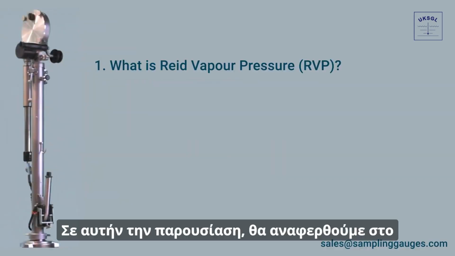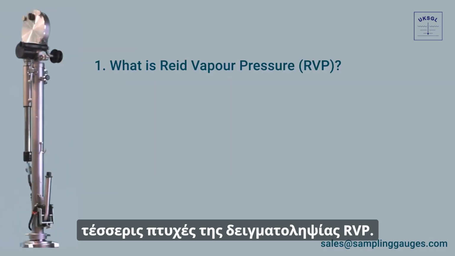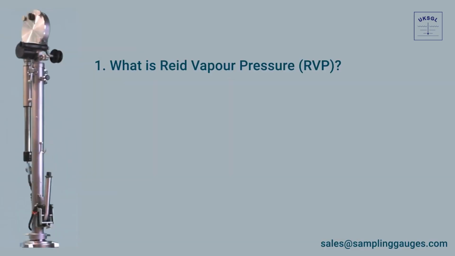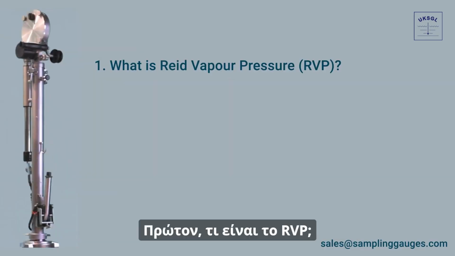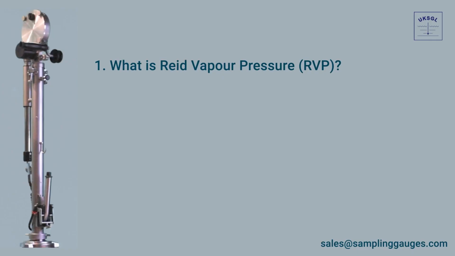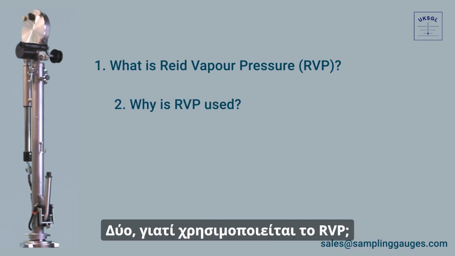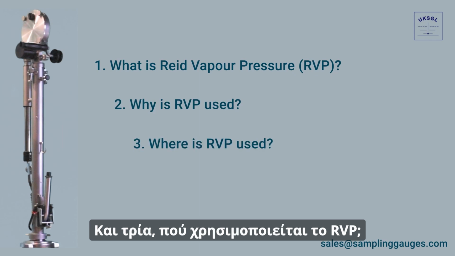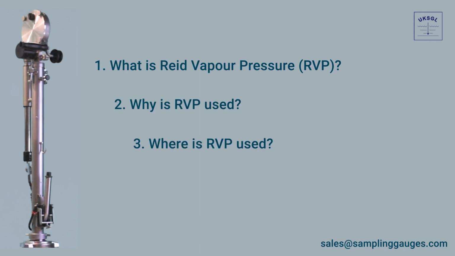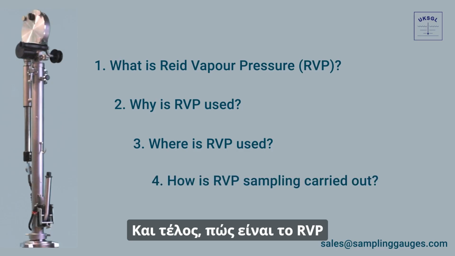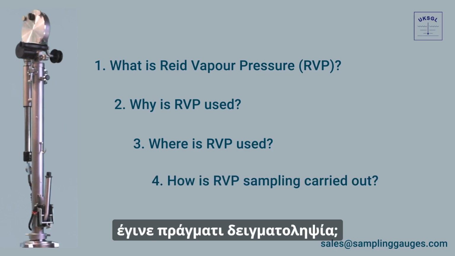In this presentation, we shall address 4 aspects of RVP sampling. Firstly, what is RVP? Or to give it its full title, Reid vapor pressure. 2. Why is RVP used? And 3. Where is RVP used? And finally, how is RVP sampling actually carried out?